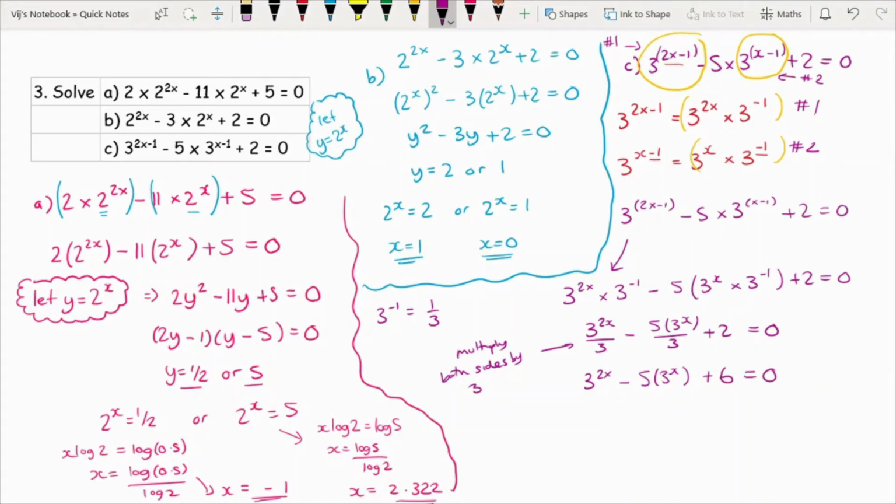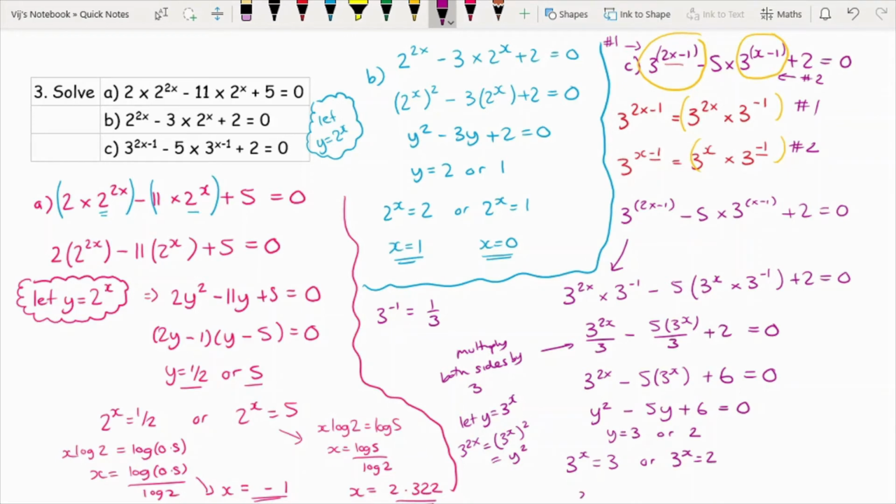So now if I let y equal 3 to the x, I end up with y squared minus 5y plus 6 equals 0. And again, if you're not sure where the 3 to the 2x has come from, that's because I've rewritten it as 3 to the x, squared, so that becomes y squared. From this, I can then solve this, so I get my two solutions as y equals 3 or y equals 2. So then I've got 3 to the power of x equals 3, or 3 to the power of x equals 2.